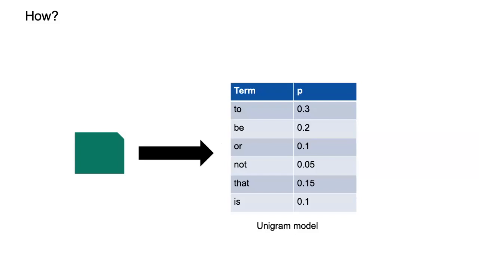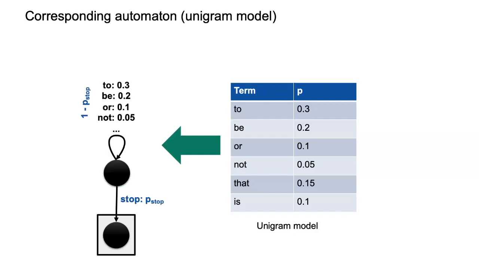Who would be able to generate documents like this using this model? Yes. Many of you, because you just toss a coin every time, pick a term according to this distribution, and that's your next term. And then you do it again and again. You just don't look at what you had before. This is the unigram model.